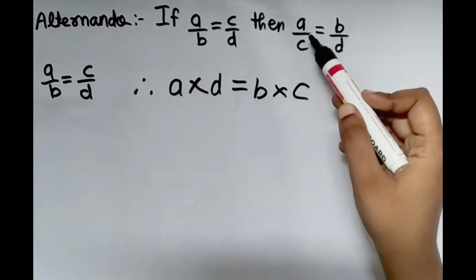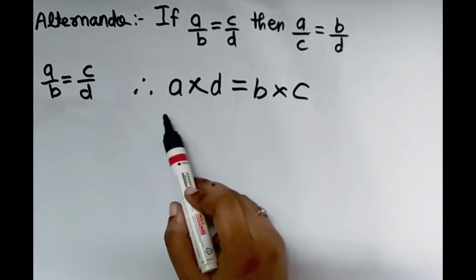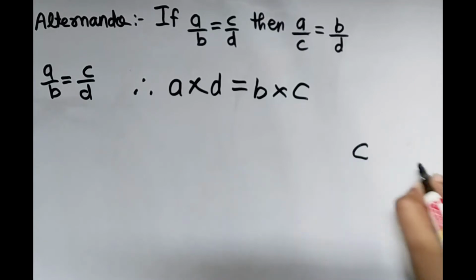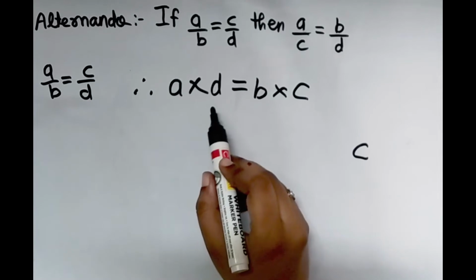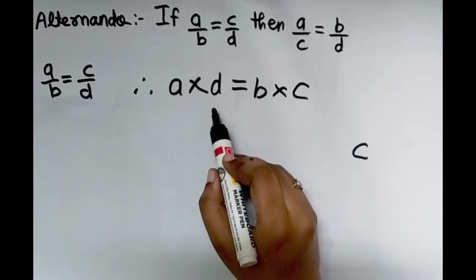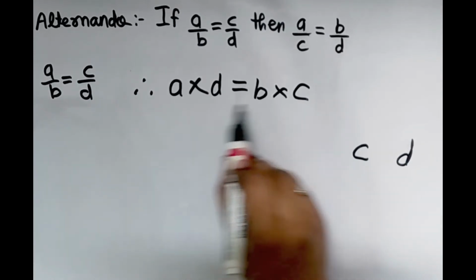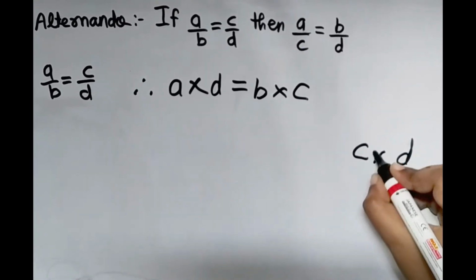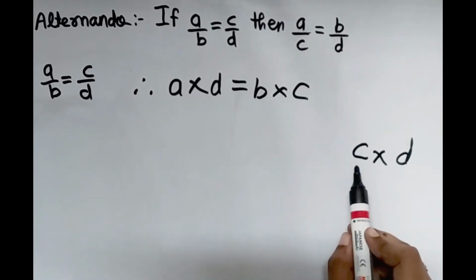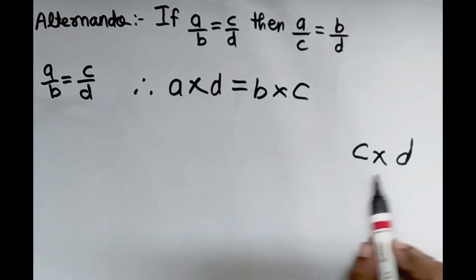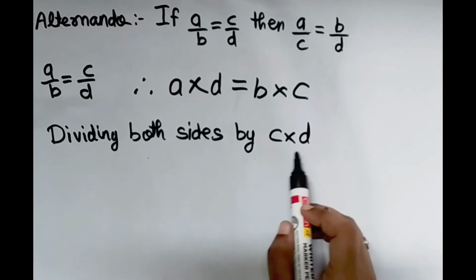We want in the answer A upon C. A should be there and in the denominator we should have C, and this D term should not be there. So this D term should get cancelled. So here what we will do, we will divide both the sides by C into D. Why? Because in the denominator we should have C and this D term should get cancelled. So we are dividing both sides by C into D.